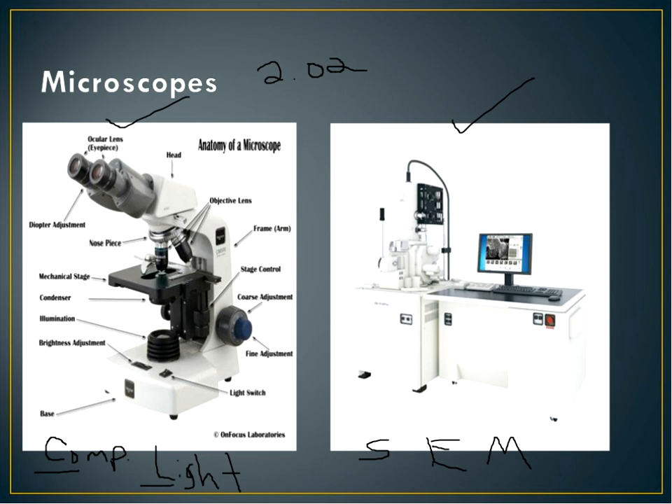Good job for those of you who are participating. Yep, it is the scanning electron microscope. Good job. It's definitely more powerful. Which one can see a living, moving specimen as long as it's small enough? It's either compound light or a scanning electron microscope. So it's either CL or SEM.